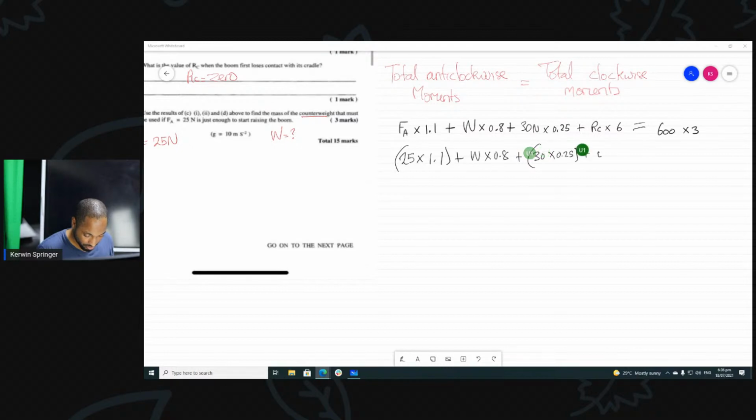RC is 0 now. It is equal to 600 times 3.0 times 6, which is still 0. So let me get all these numbers together for you. 25 times 1.1, plus 30 times 0.25, a quarter of 30. Let me type that in my calculator here: 30 times 0.25 plus 25 times 1.1.